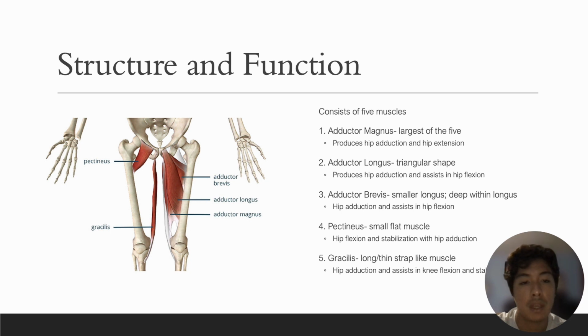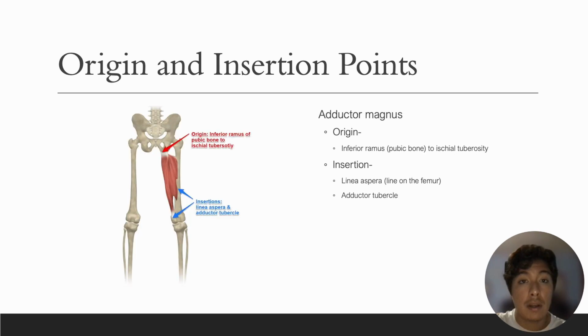adduction as well. And the gracilis, which is a long and thin strap-like muscle, which is responsible for hip adduction and assists in knee flexion and stabilization. Now we will have to discuss the origin and insertion points of those 5 muscles, the first one being the adductor magnus. The origin is the inferior ramus of the pubic bone to ischial tuberosity, and the insertion is the linea aspera line on the femur and the adductor tubercle.